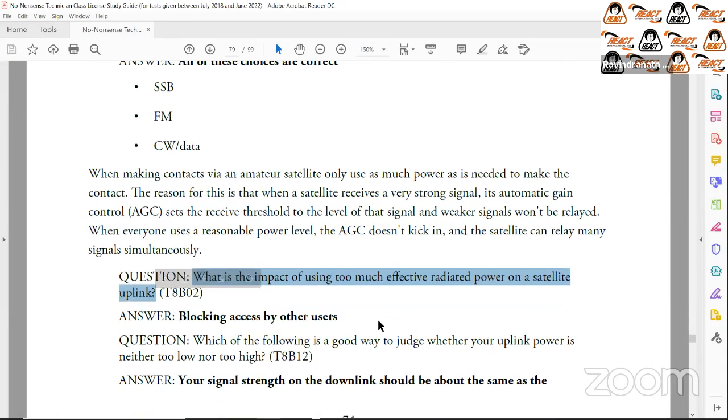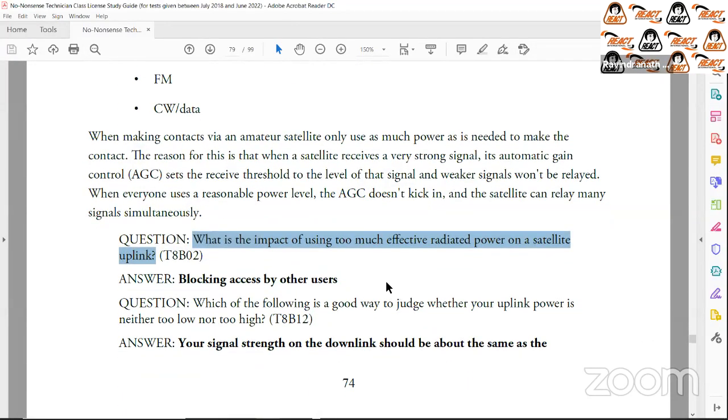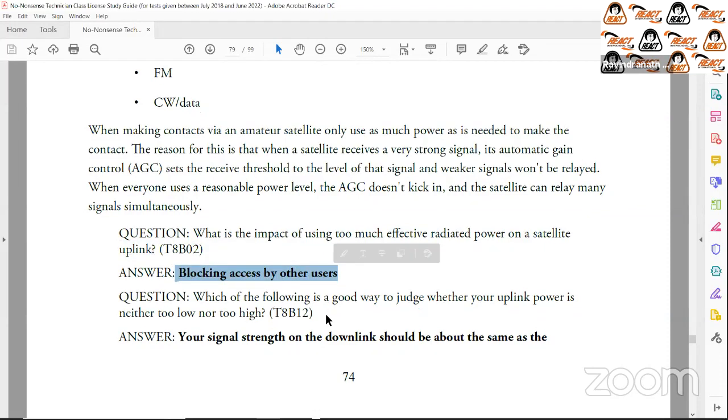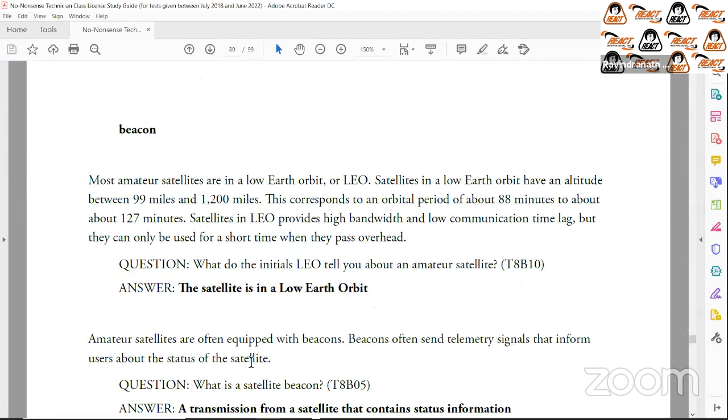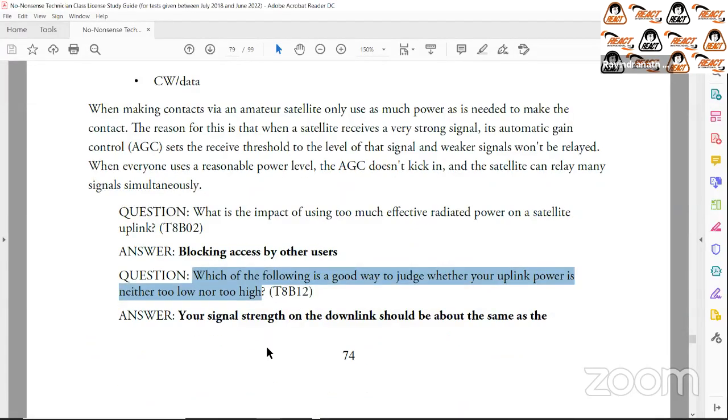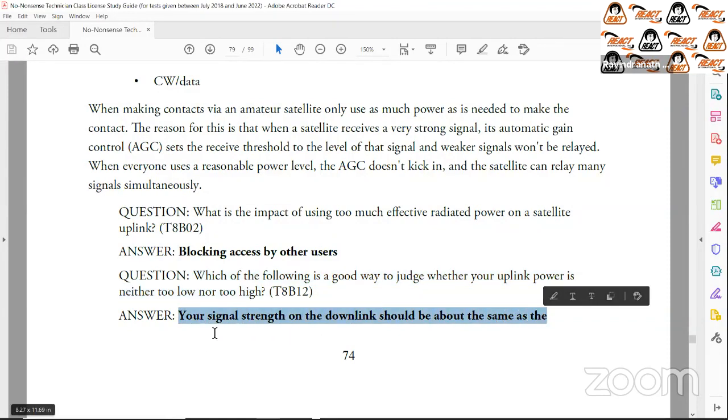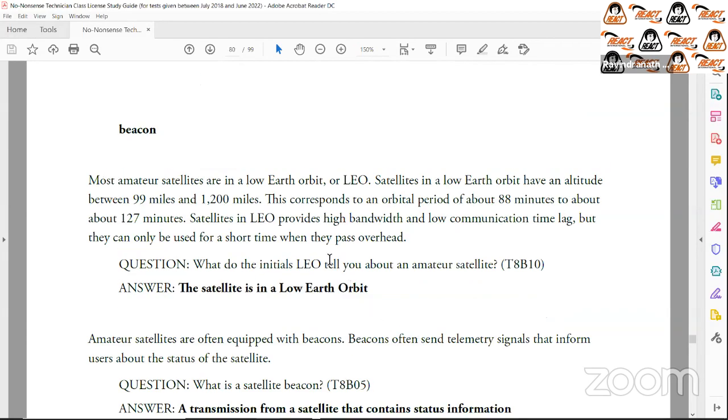What is the impact of using too much ERP or effective radiated power on a satellite uplink? You might block access by other users. Remember we said use only the amount of power you need to? Which of the following is a good way to judge whether your uplink power is neither too high nor too low? Well, we dealt with it and we had said that your signal strength on the downlink should be about the same as the beacon.